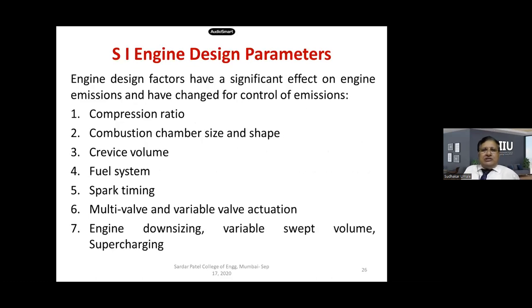And hence, I want to explain some of the important SI engine design parameters that affect engine emissions and have been changed for control of emissions. First is compression ratio. I have already given an idea about compression ratio. Then combustion chamber size and shape, device volume, fuel system, spark timing, multi-valve and variable valve actuation, engine downsizing, variable swept volume and supercharging. These are responsible for all, and hence I want to explain what the technology changes are in the present engines. There are different technology changes in petrol engines and in diesel engines.